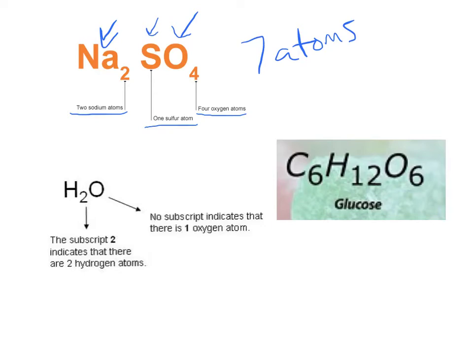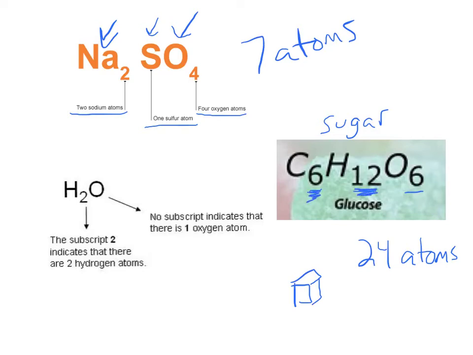For glucose, which is a type of sugar, it's C6H12O6, and so there are a total of 24 atoms in one molecule of sugar. Now, one little cube of sugar contains millions and billions of molecules, but in its simplest form, one molecule has 24 atoms, 6 carbons, 12 hydrogens, and 6 oxygens.